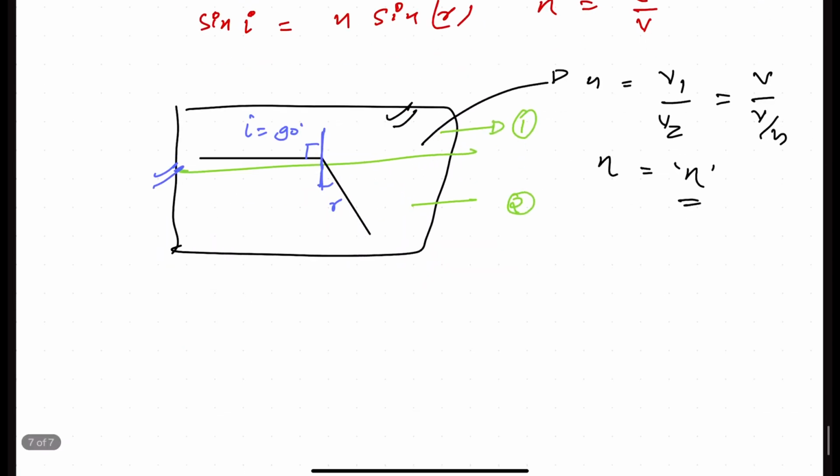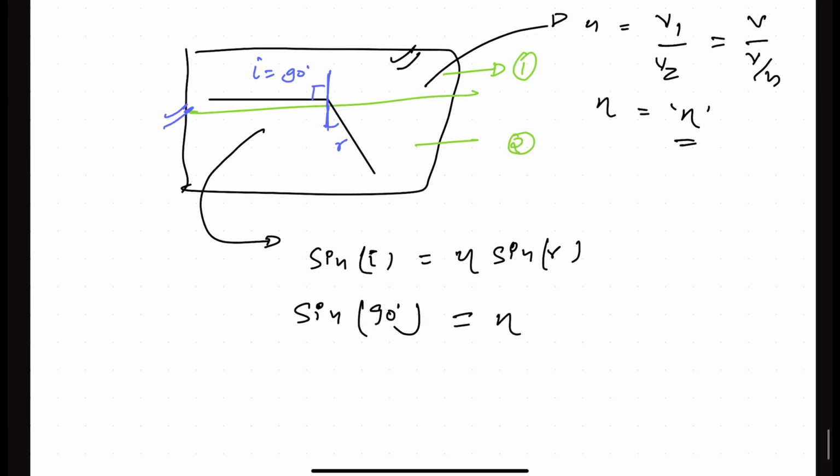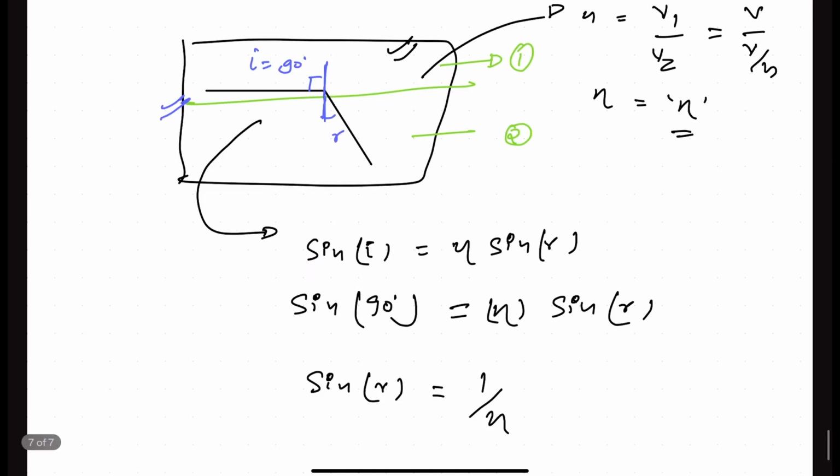Okay, so now here we will apply Snell's law. We know sine i equals n sine r. Sine i, for our problem, is sine 90 degrees, because the car is moving parallel to the surface, and the refractive index is eta only. So basically I am getting sine r as 1 by eta. Okay, this is our r.